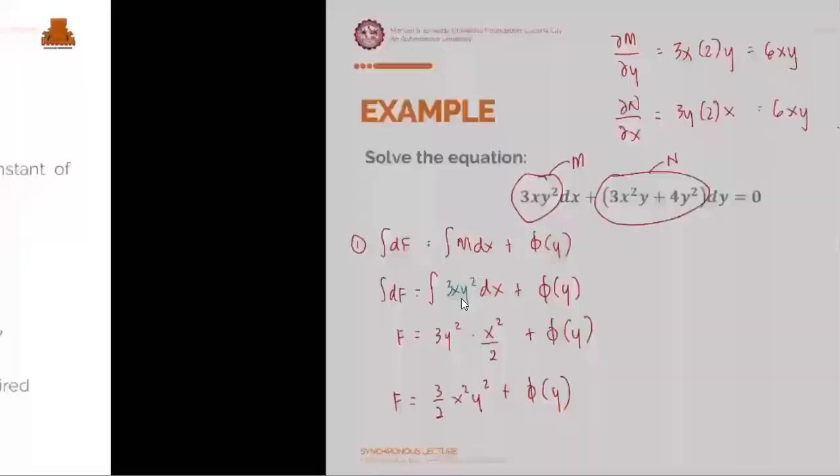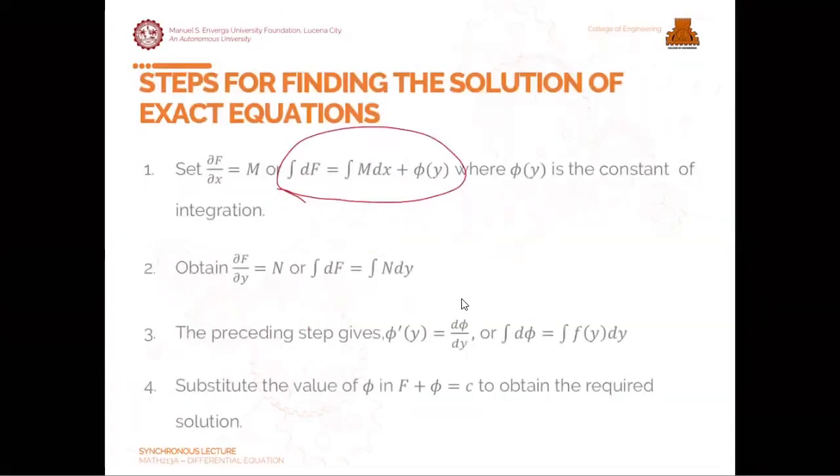Okay? So, first step. Next daw is obtain daw natin yung partial of f over partial of y is equals to n, or derivative ng f is equals to n dy. So, try natin gamitin is itong second one. Itong first one pala.